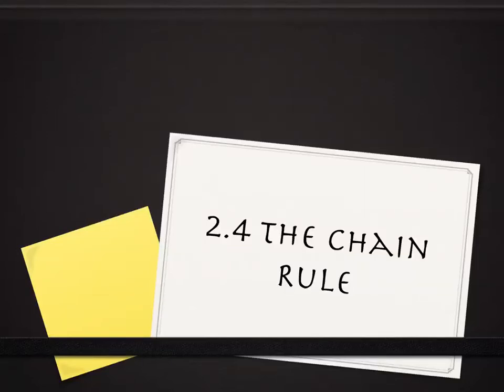All right, section 2.4 is really the last of the rules that we're going to look at in chapter 2 about finding derivatives. It's kind of the last piece we need to be able to take derivatives of just about everything we're going to encounter this whole semester. Okay, so this is called the chain rule.